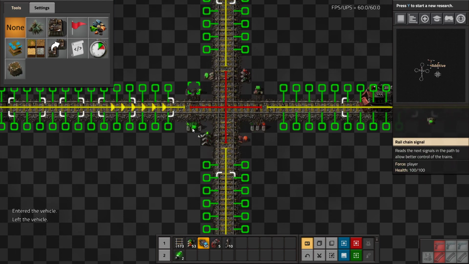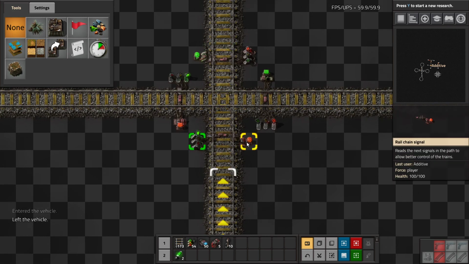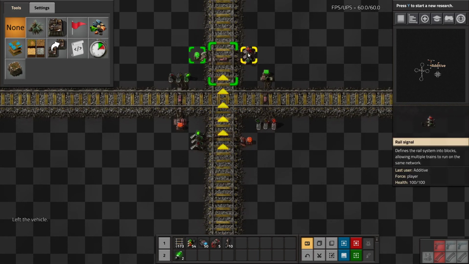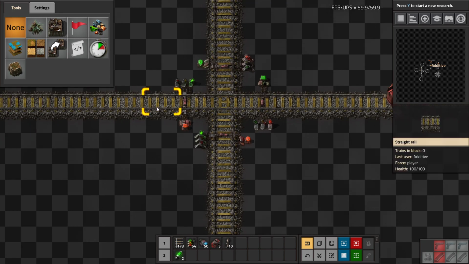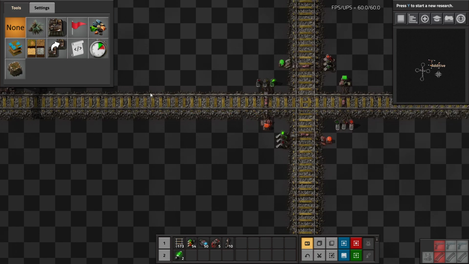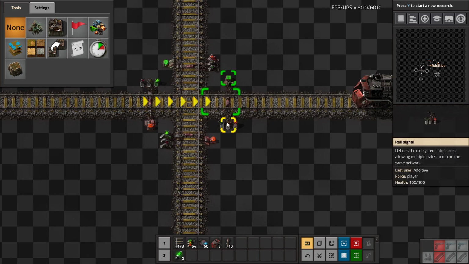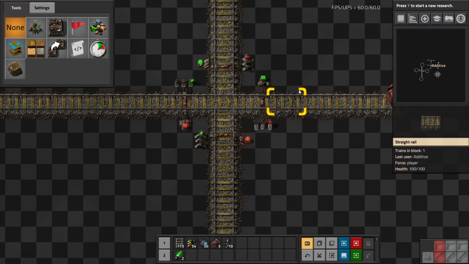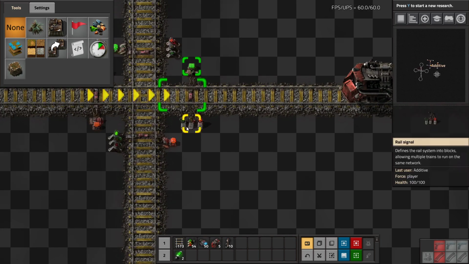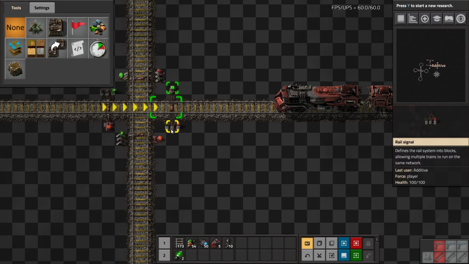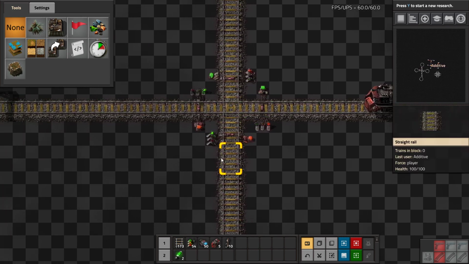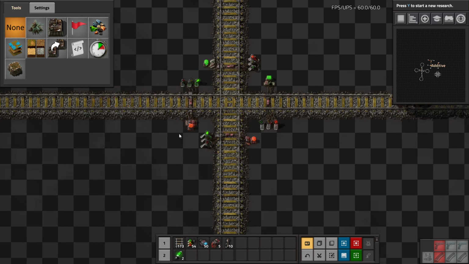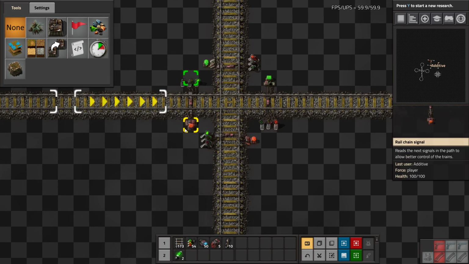Chain signals copy whatever is in front of them, so as you can see, this signal is red. This chain is red because it's copying the next one over. Same as this. What this does is, if there is a train coming from here and it can't leave, it won't enter. So, if the train should be able to stop after this signal, make it a regular one. If you don't want it to pass this signal unless it can leave immediately, then make it a chain.